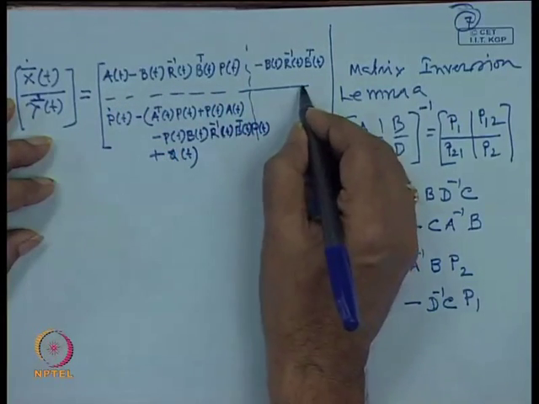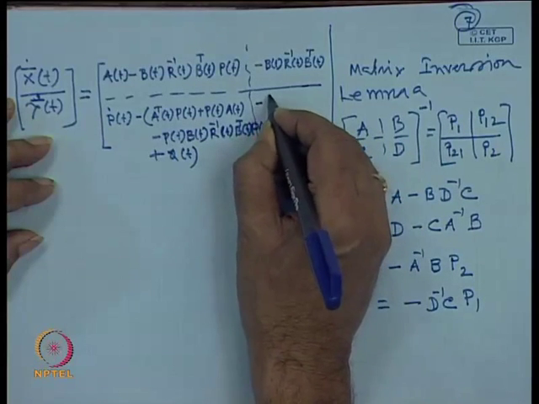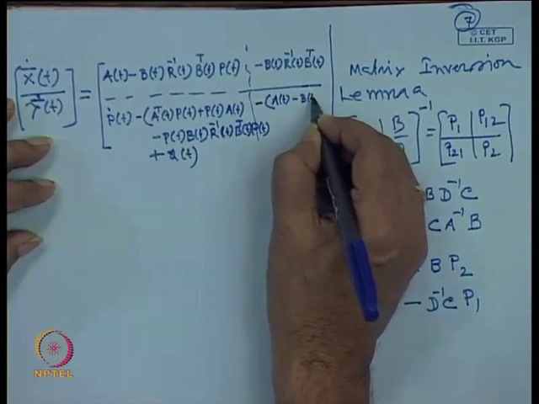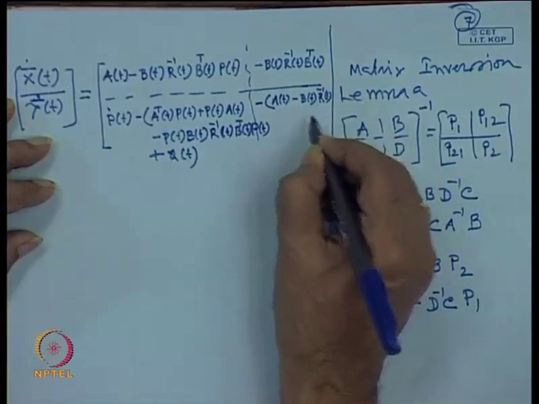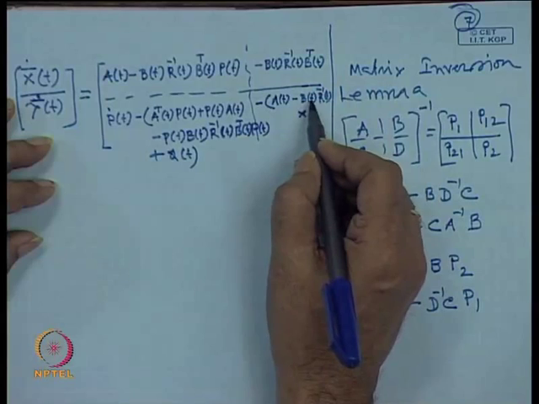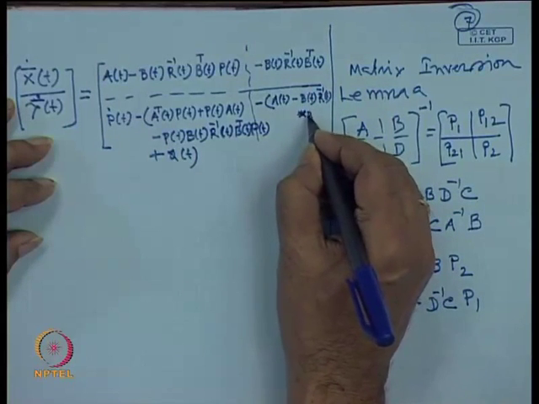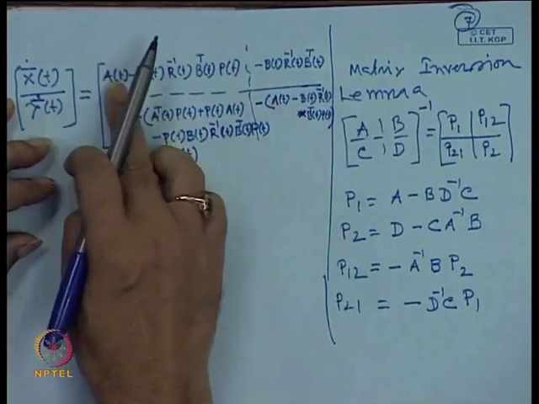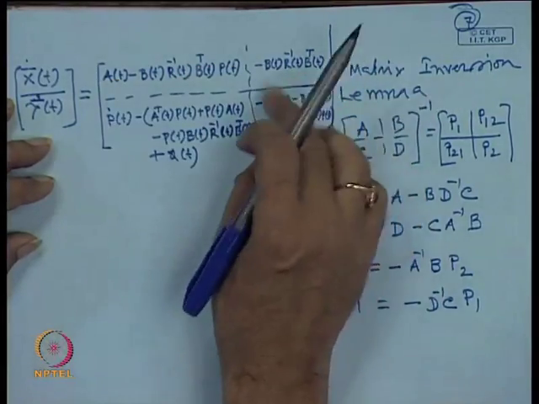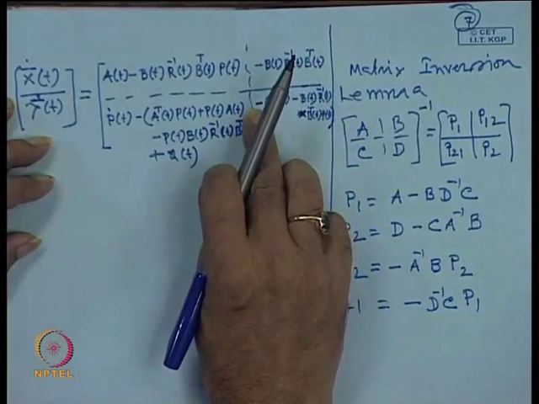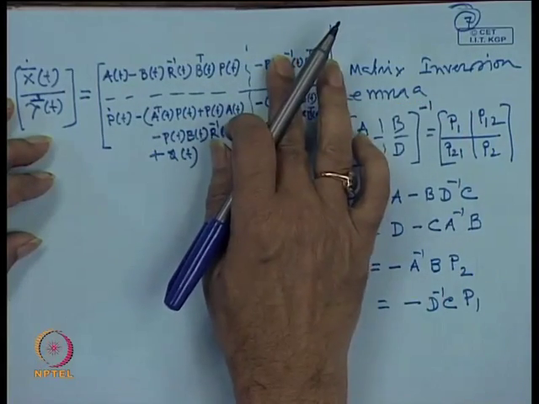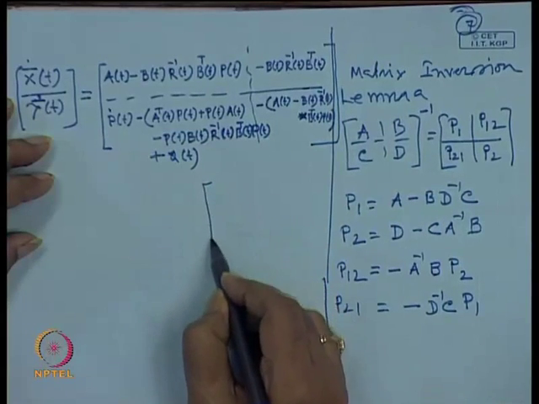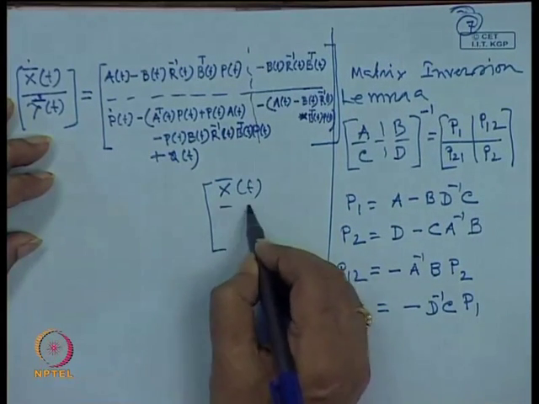Then the 2-2 block, what we will get is minus A of t minus B of t R inverse of t B transpose of t P of t. Now, you see this A11 block and A22 block. The A22 block is the same as the A11 block, preceded with a minus sign only. That whole bracket is multiplied by x bar of t, lambda bar of t.